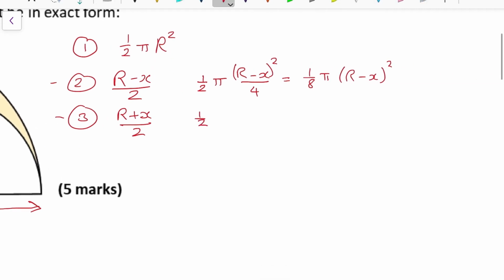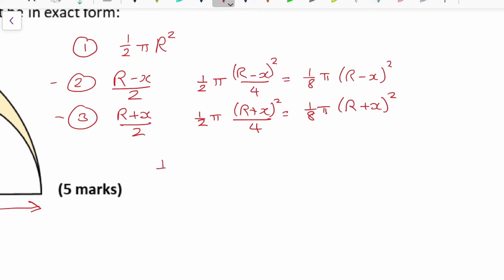You'll start to see something which you can feel a little bit hopeful about here, that things start cancelling, which means the area of my large semicircle is going to be a half times pi times (r plus x) all squared divided by 4, very similar logic, which I can also write as an 1/8 times pi times (r plus x) all squared. Now I just need to put this all together and frankly cross my fingers a little bit. So let's write it out.